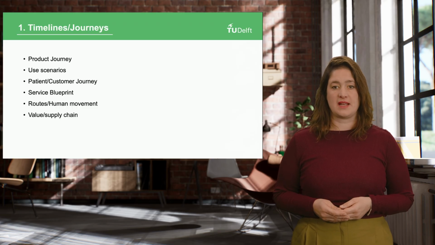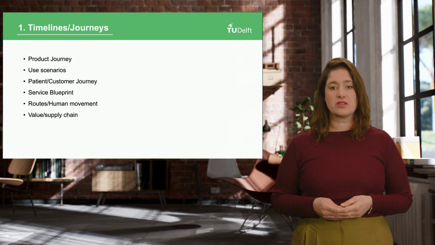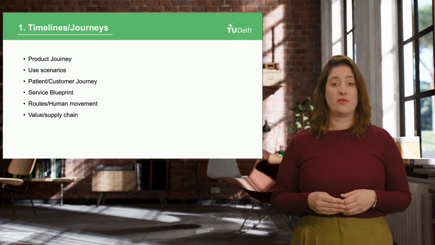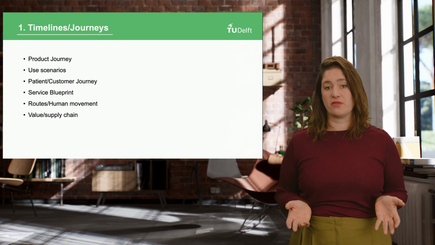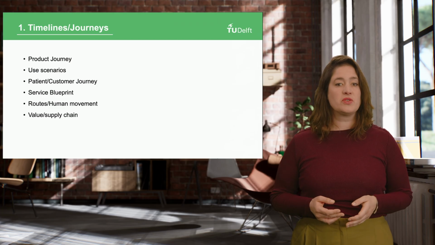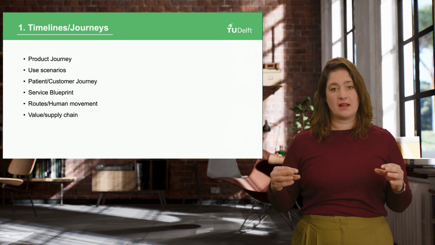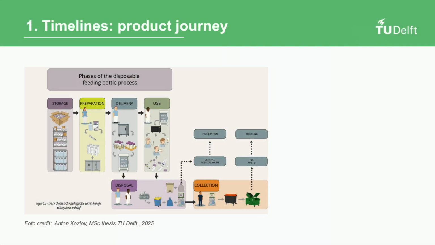First, we start with timelines. In the category of timelines, you can think of visual maps that portray use, movement, or behavior over time. These do not necessarily have to be linear. They can also be circular. An often used timeline or journey is that of a product. It shows the different stages that a product goes through, where and by whom it is used, for example.